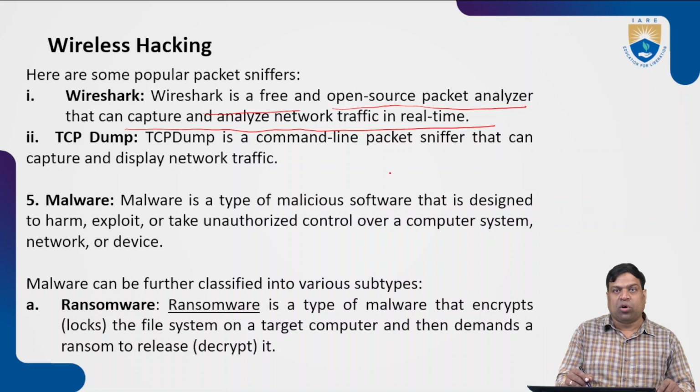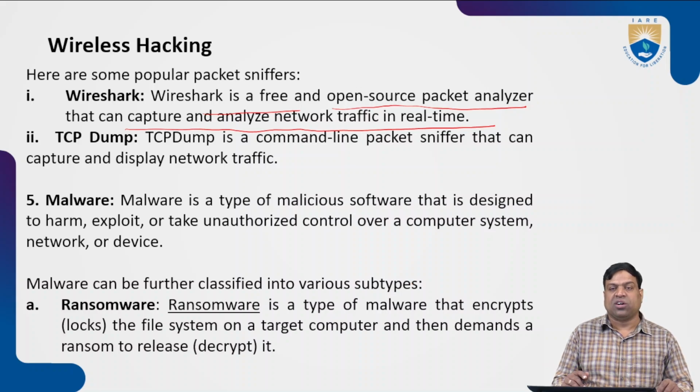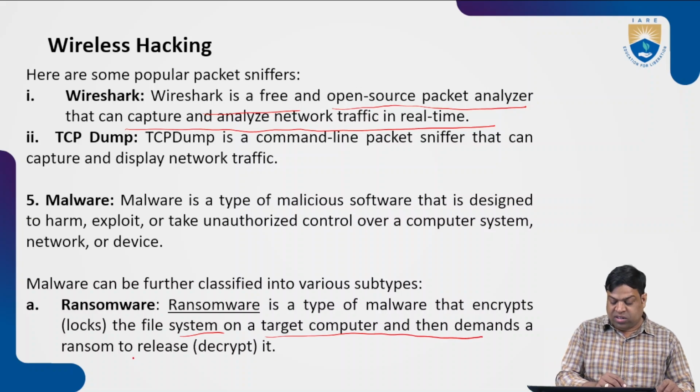Another most important one is malware, a type of malicious software that is designed to harm, exploit, and take unauthorized control over a computer system, network, or devices. So malware is one type of virus. It is very, very dangerous. We can install it in the system to crack or hack the system or websites with unauthorized access. Ransomware is a type of malware. There are so many types of malware viruses. One type is ransomware. It is one type of malware attack, and it encrypts the file systems of a target computer and then demands a ransom to release and decrypt it.